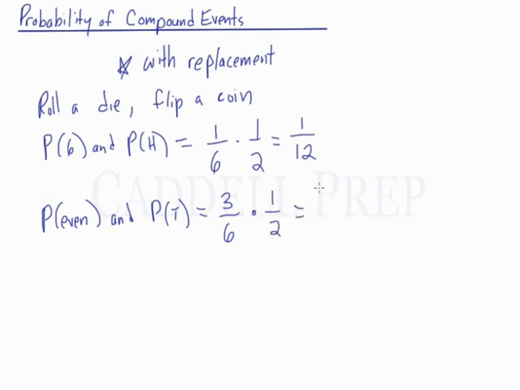So when we multiply, we get 3 over 12, and we can reduce this to 1 out of 4. So the probability of getting an even number and flipping a tails would be 1 out of every 4 flips.